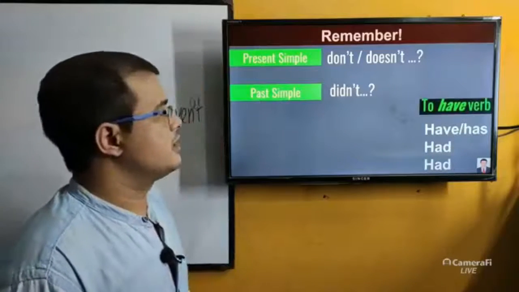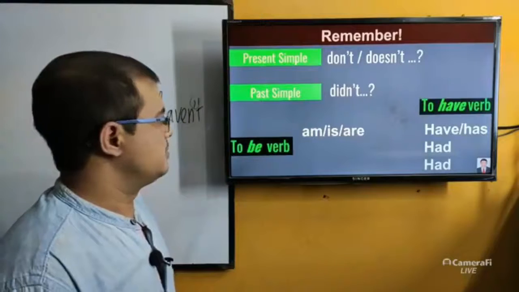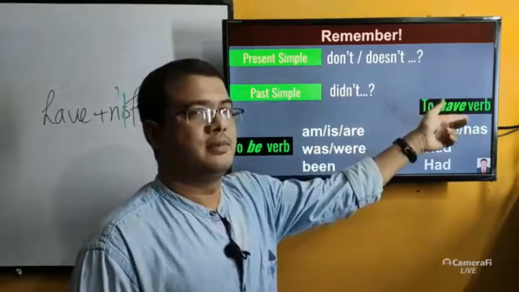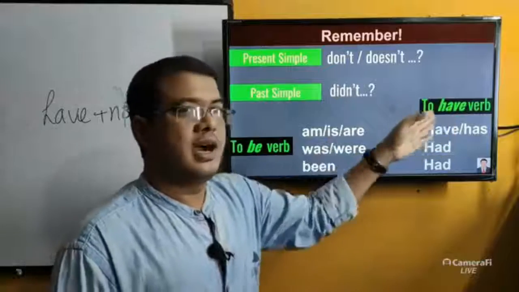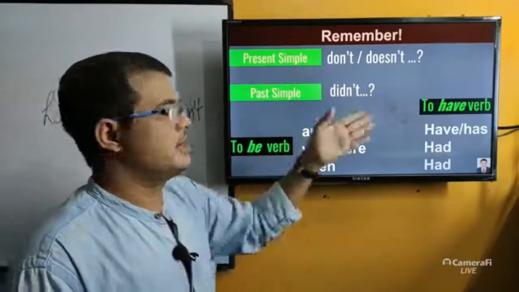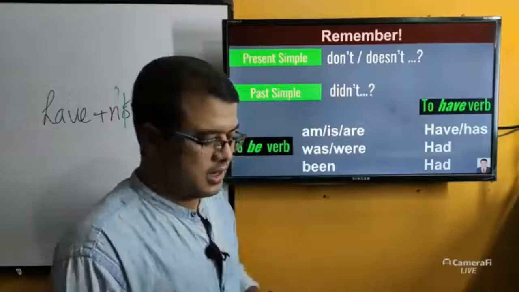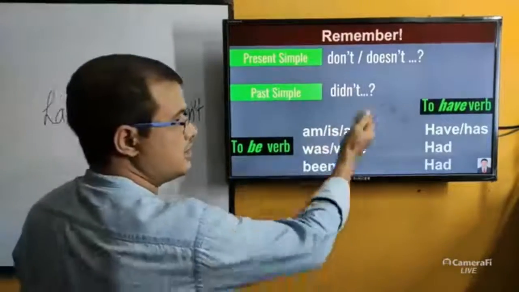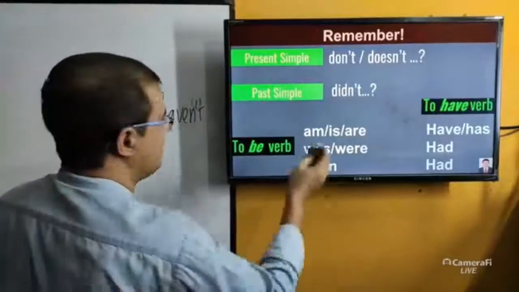So we have got another two groups of verbs you must be careful about. One is to be verb, to have verb. I hope that you know about to be verb and have verb. However, I will explain on the board why we are calling this auxiliary verb a be verb.